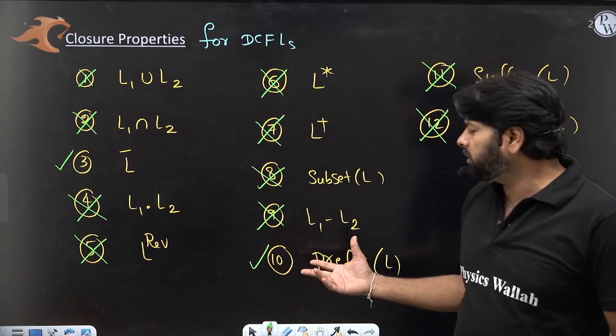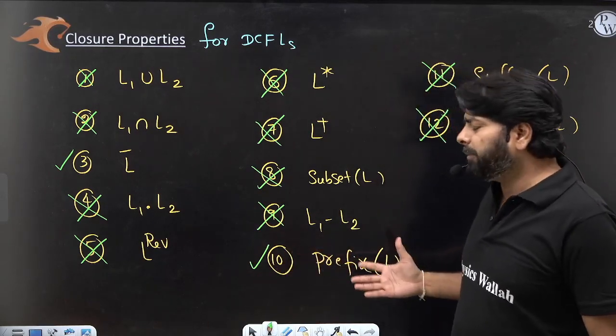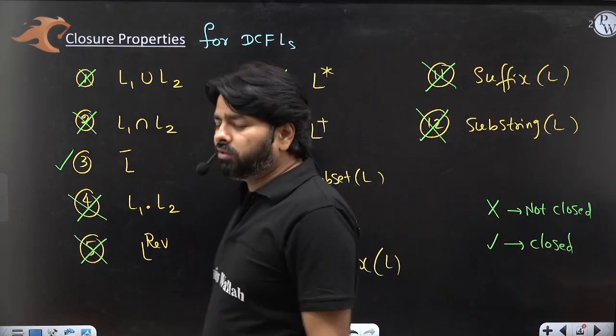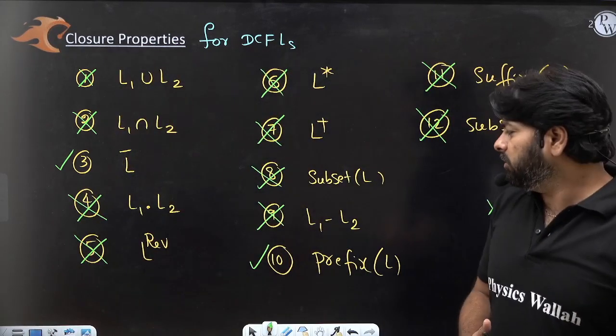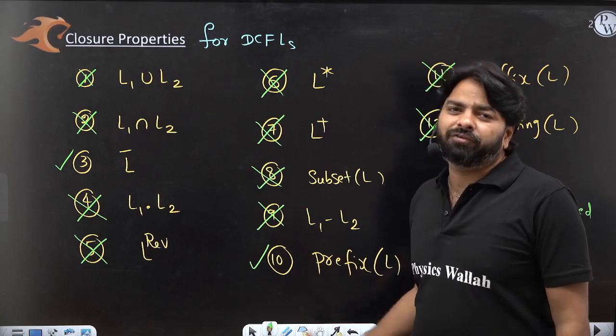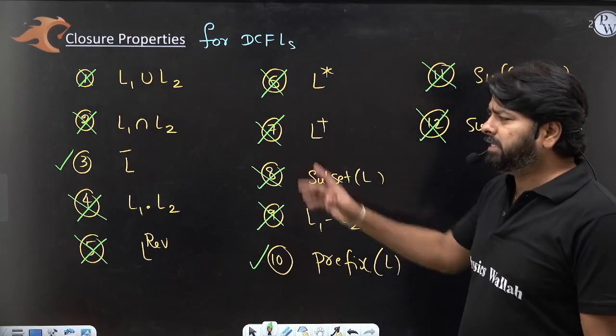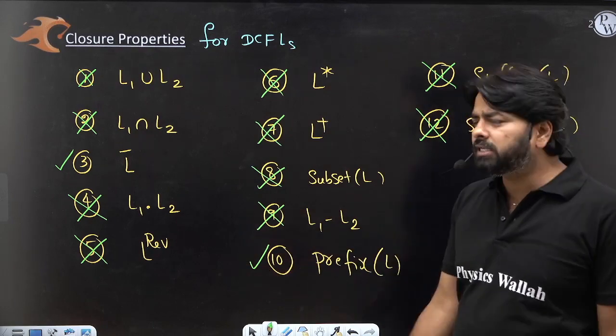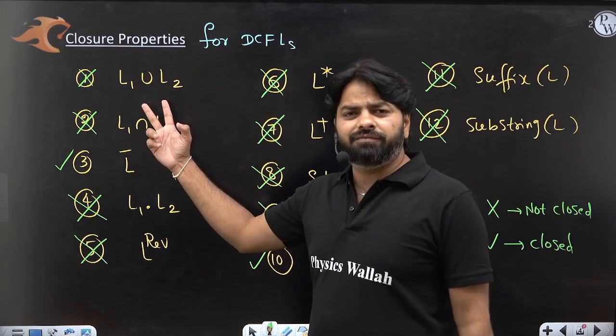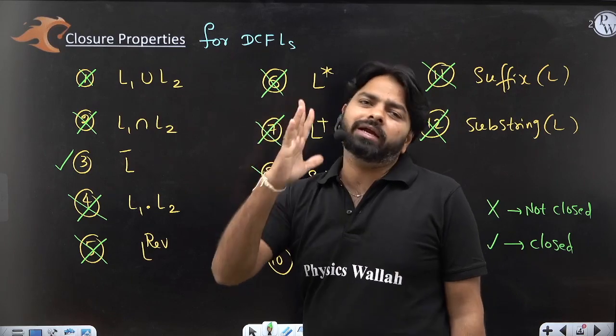Prefix also, that's similar to the DFA proof: for a prefix operation you can modify the DPDA to get a new DPDA which accepts the prefixes of a DCFL. Except these two, all the remaining operations are not closed. The reason is that there are DCFLs whose union you will not get a DCFL.